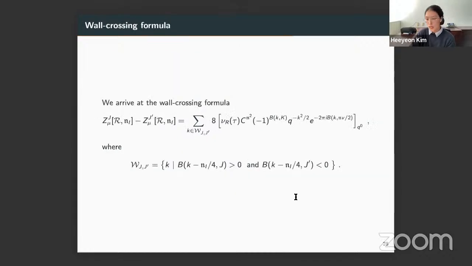From this, we can write down the wall crossing formula in terms of the expression in the curly bracket, which is a nice Q series, and you take the constant term out of this Q series, which is summed over some subset of fluxes, which is determined by the choice of your metric J and J prime.